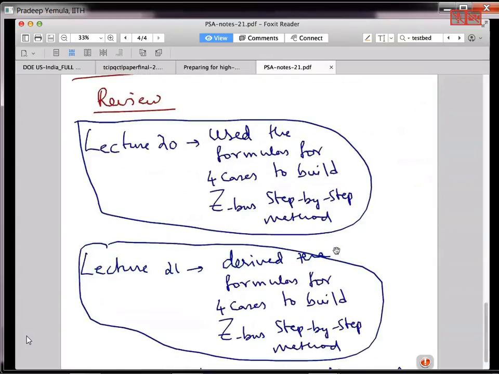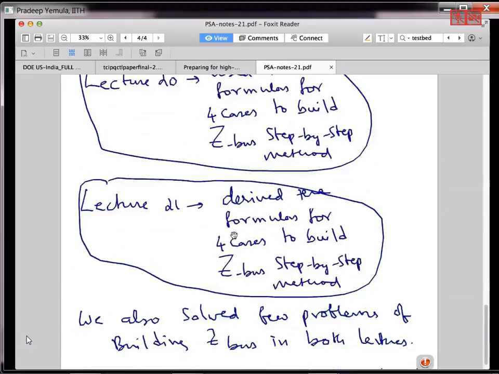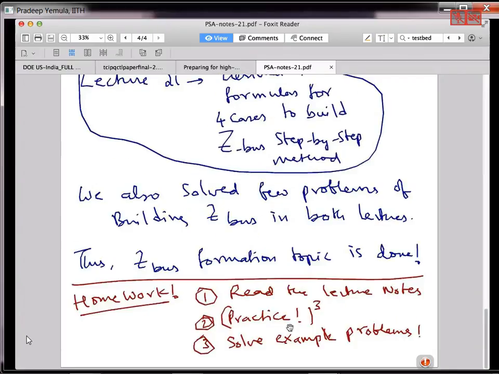In lecture 20, I talked about the 4 formulas for the step-by-step method of building Z-bus. In lecture 21, I derived the 4 formulas, and we also solved some problems. And I have given some homework: read the lecture notes, practice, and solve example problems. This is what I explained in lecture 21.